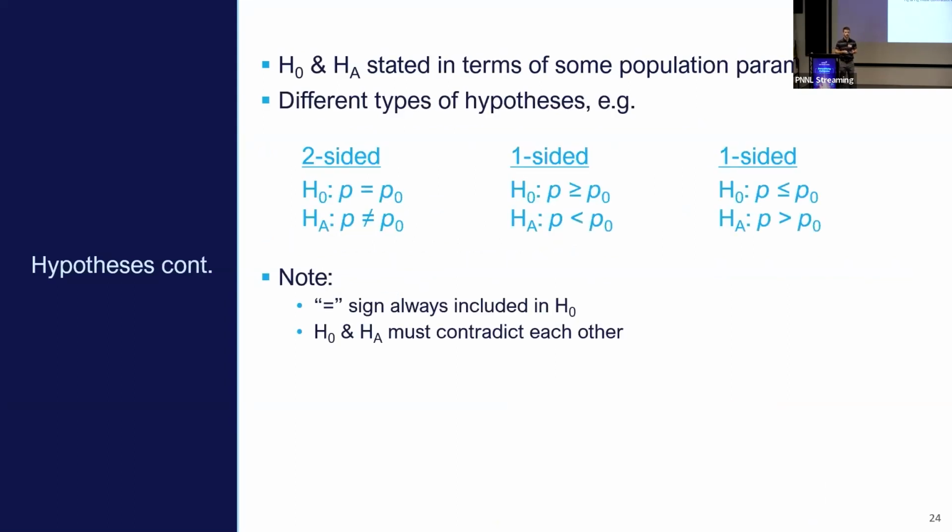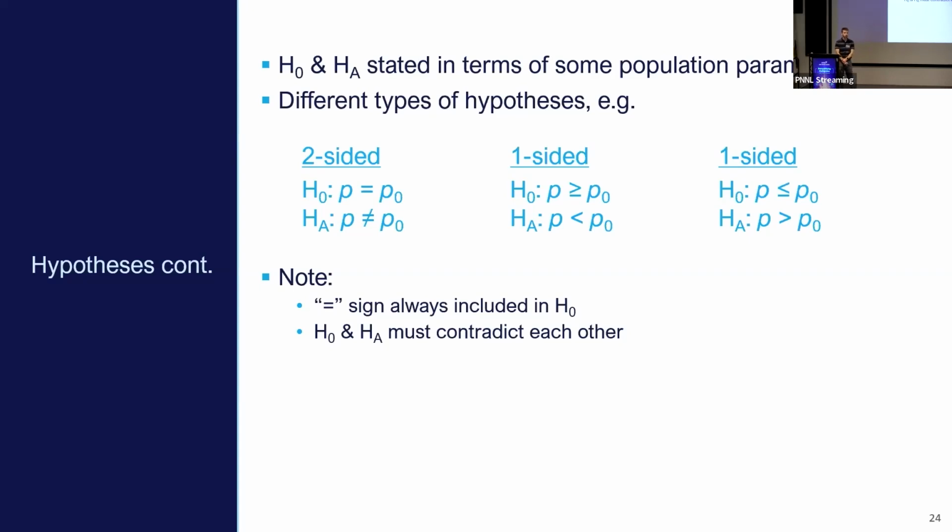Another way to state this, putting it into more mathematical terms, is that if we are looking at a population parameter P, we can run a couple of different hypothesis tests. The first is a two-sided test, which means that the null hypothesis is that the population parameter is equal to some baseline value that would be context dependent. Whereas the alternative hypothesis is simply that the population parameter is not equal to that baseline value. So we don't care if the value is greater than or less than, it's just not equal.